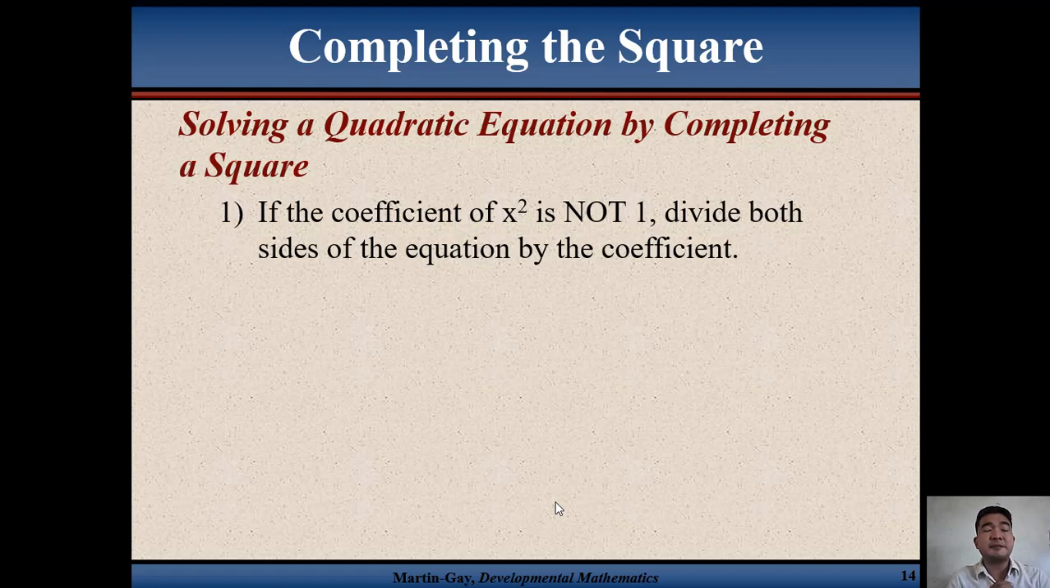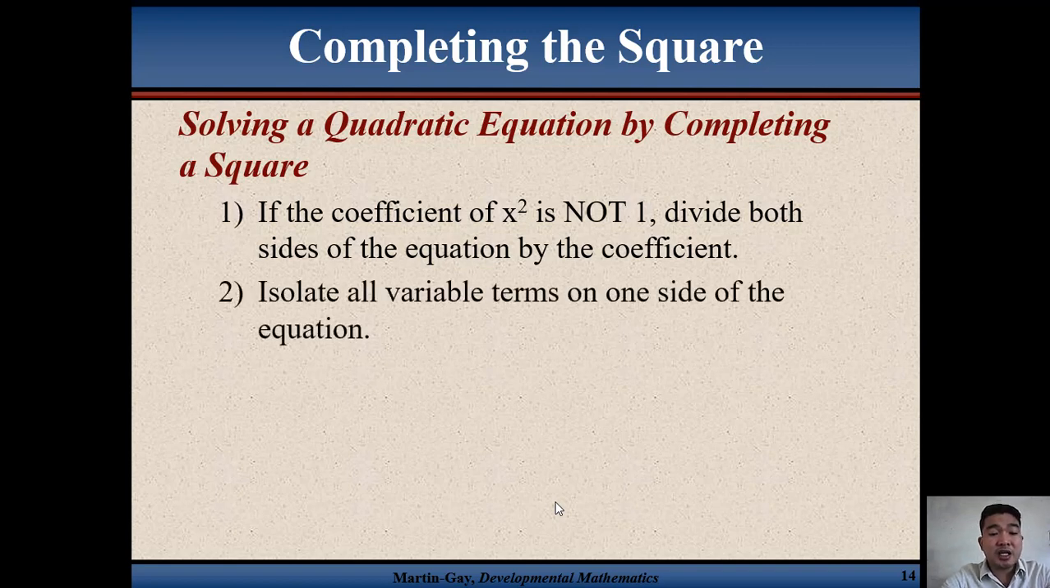So it's very important that we set the coefficient of the x squared term, or any variable in the second power, equal to 1. If not, you are going to divide the whole equation, or both sides of the equation, by the numerical coefficient. For example, if you have 3b squared, then divide the whole equation by 3. If you have 10m squared, to make the numerical coefficient of m squared equal to 1, then divide the whole equation by 10.